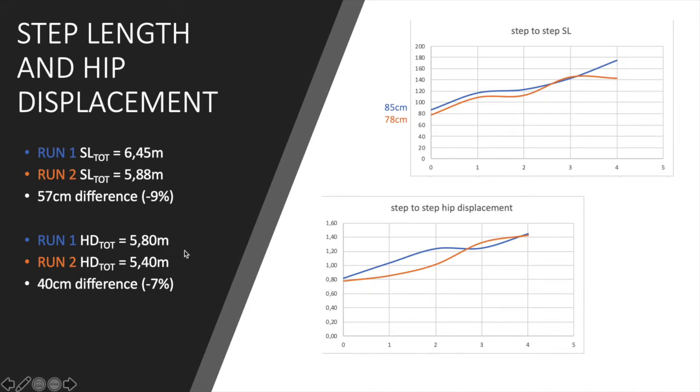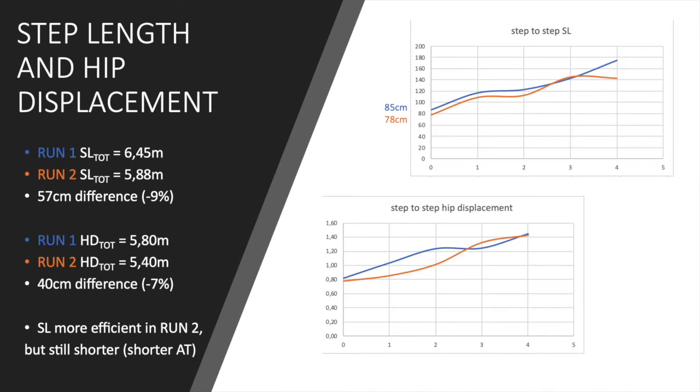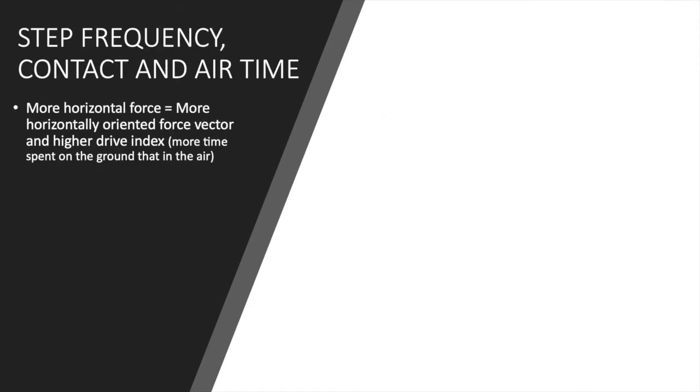However, hip displacement, even if it's still higher in run 1 compared to run 2, is more efficient in run 2 because the difference between run 1 and run 2 is only 7% when it is 9% in total step length. This means step length is more efficient in run 2 because Reese is able to acquire more hip displacement from his step length, but it's still shorter. This can be explained by a shorter air time.